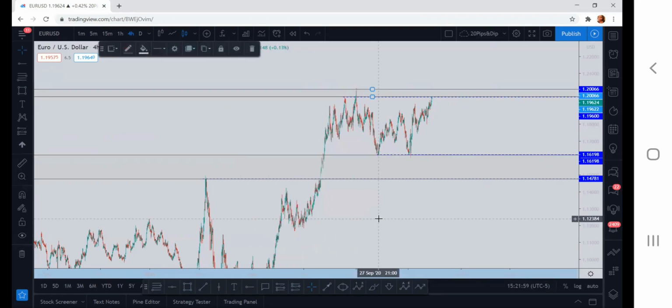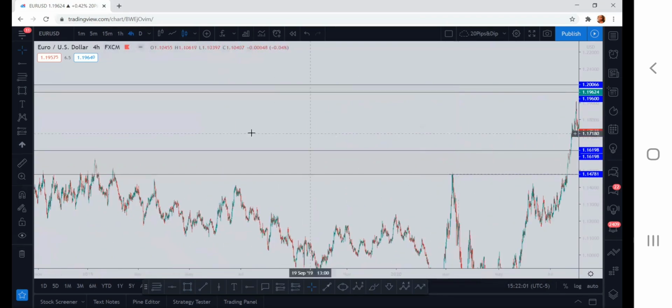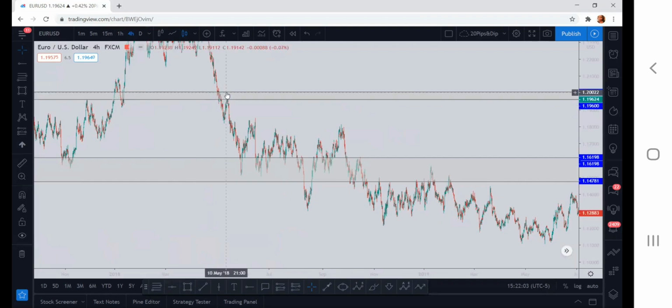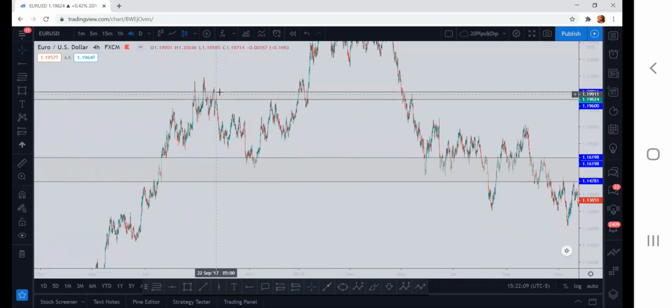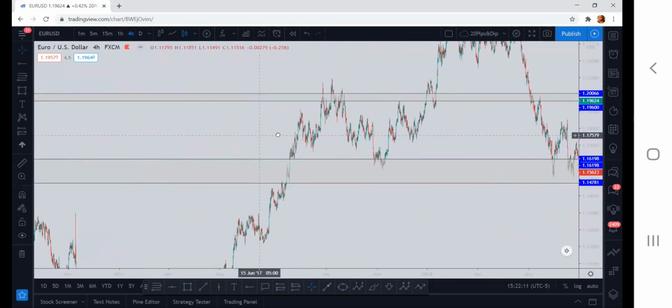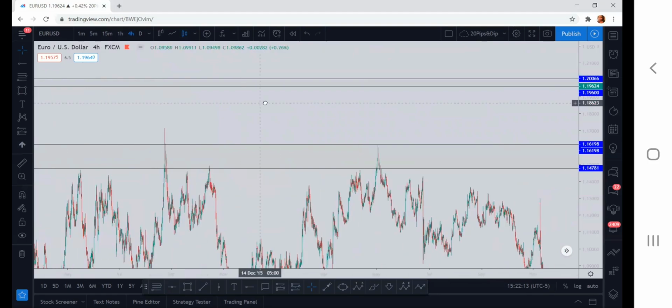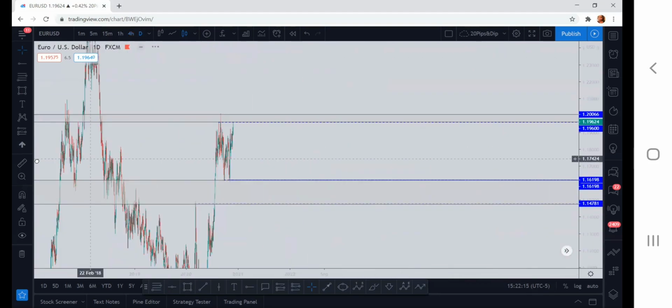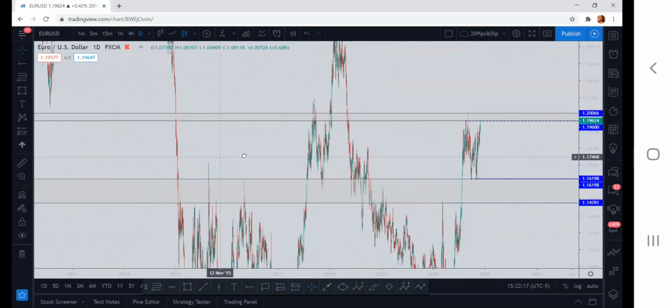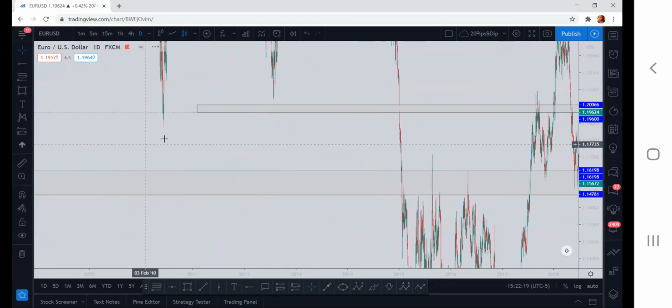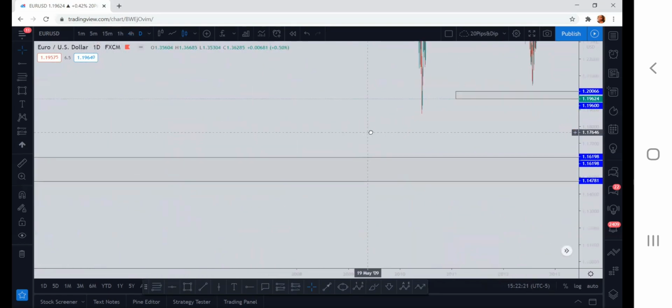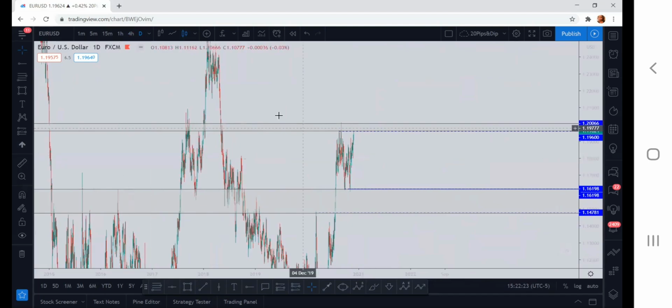Okay, adjust your coordinates, and then boom. If we go back in time, look how well it respects the bottom boundary. It's just a fake out, right? These are fake outs. Triple top right here. It's just being respected. And if we go to a higher time frame, you'll see even more. Okay, respect.